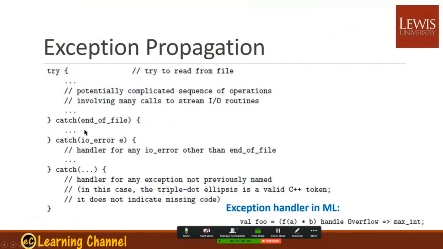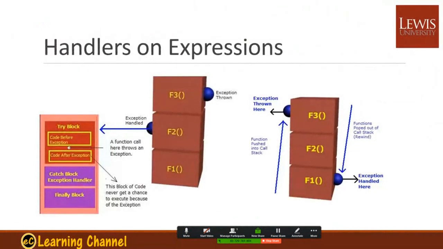Exception propagation, we have try catch block, and they may provide different types of catch blocks to handle different exceptions, and all of those exceptions may happen in the try block. So for handlers on exceptions, we have function 1 calling function 2, function 2 calling function 3. But when function 3 happens to have an error, it will be provided back to function 2. And if function 2 has a handler, you will go to that handler. If not, it will be passed up to function 1.